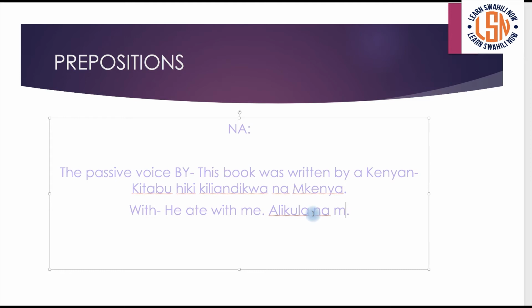Let's use with the teacher. That way it's clearer. So he ate with the teacher, alikula na mwalimu. There is your preposition. So up to this point, we've really just covered two, kwa and na, and you can see that you can use it for so many purposes, whether it's to say by, like in the passive voice by, or whether to say with, and you're able to say that.